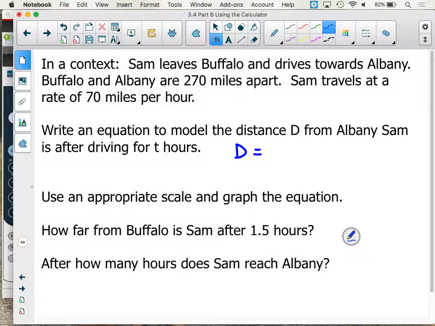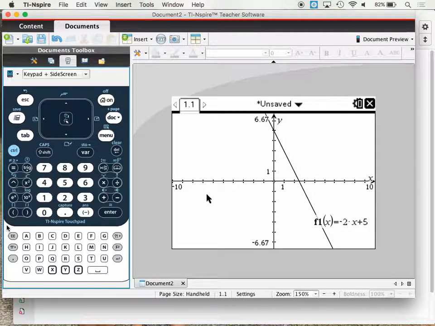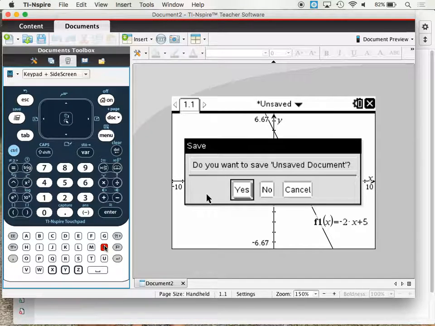So then his distance is going to be starting at 270. And now because he's getting closer to Albany, his distance is decreasing. This rate of 70 miles per hour, that slope is going to be represented as a negative slope. So like you did before, the equation d equals negative 70t plus 270, that's a great equation to use. But the calculator likes y and x. So when we go to graph it, let's graph y equals negative 70x plus 270. That's the way the calculator likes it better. So I'm going to go to the calculator first. Maybe I'll go Control N. We'll get a new graph going.